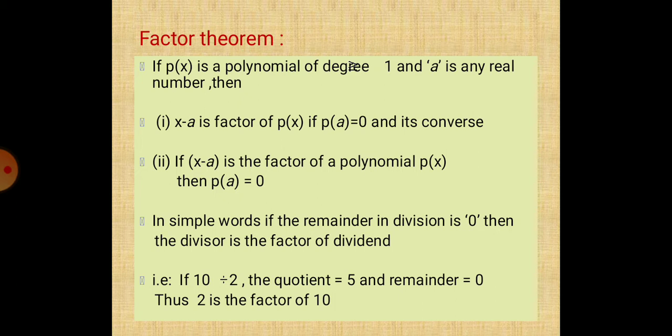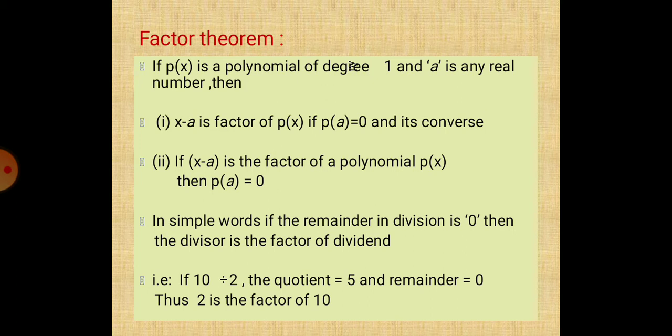Factor theorem says that if p of x is a polynomial of degree greater than or equal to 1. Children, this "greater than or equal to 1" is not here; you should write it here. If p of x is a polynomial of degree greater than or equal to 1, that is, this p of x is the dividend, and a is a real number, then the divisor x minus a is the factor of the dividend p of x if p of a is equal to 0.